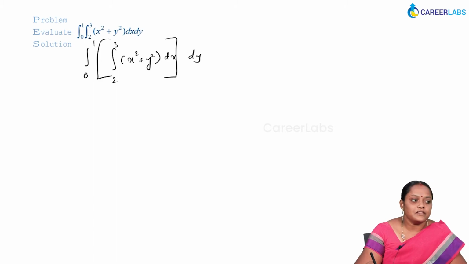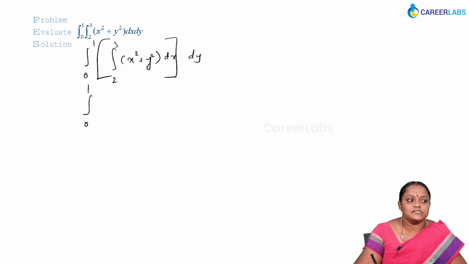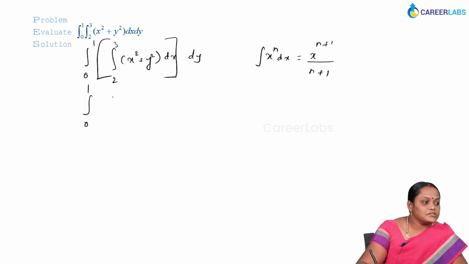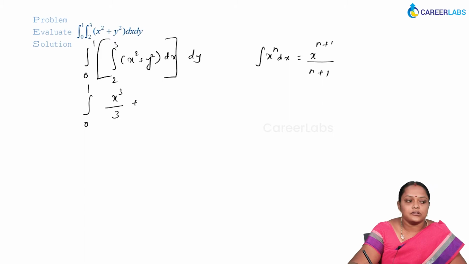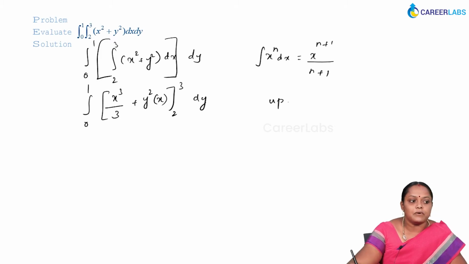So now we are going to integrate this inner integral with respect to dx, treating y as a constant. So this is equivalent to integral 0 to 1. So here first term is x square. So when you integrate, you have the formula for integration: integral x power n dx is given by x power n plus 1 divided by n plus 1. Therefore, x square will be done as x cube divided by 3 plus y will be treated as a constant. So y square will remain as it is, and for dx it is x over the limit 2 to 3. So when you apply the limits, you will be applying it as upper limit minus lower limit.